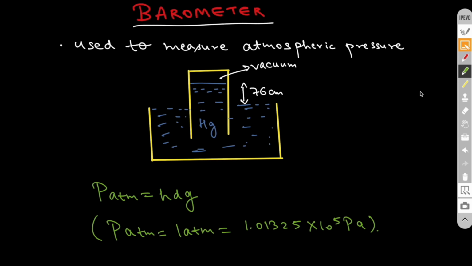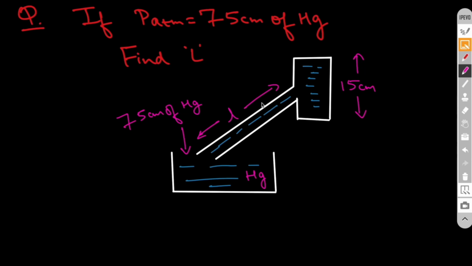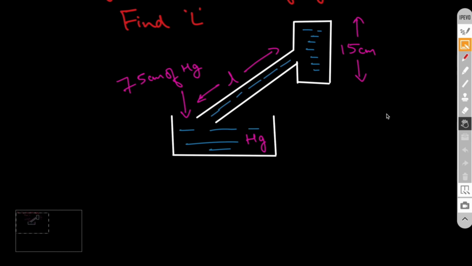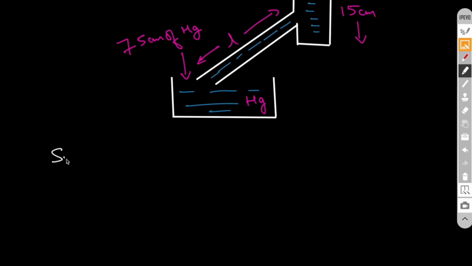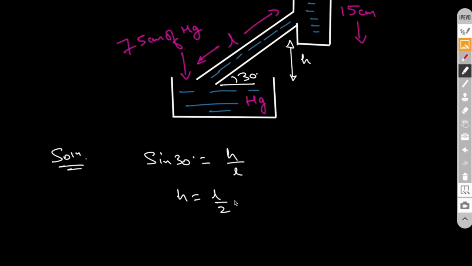Now moving further, we'll solve a problem so you better understand. Here we have to find the value of L, basically the inclined height. We are given 76 centimeter of mercury is the atmospheric pressure, and mercury liquid is filled all over here, and height of the upper liquid column is 15 centimeter. Let's suppose this height is h and this angle at which it is inclined is 30 degrees. So sine 30 degree will come out to be h divided by L, right? So h will be L by 2, right?